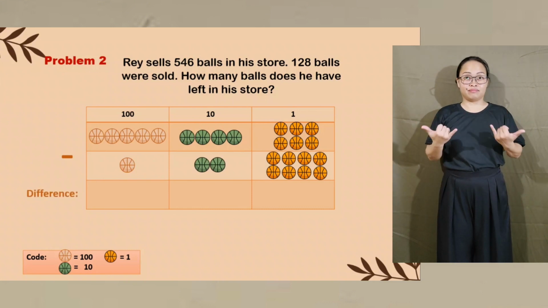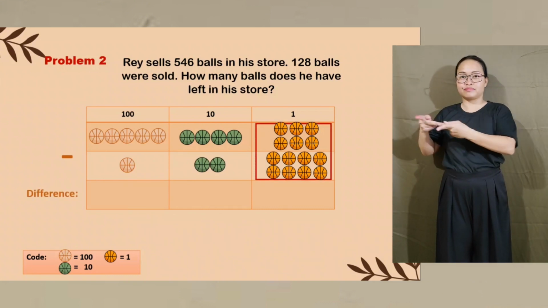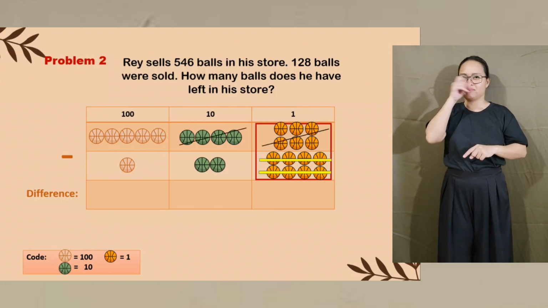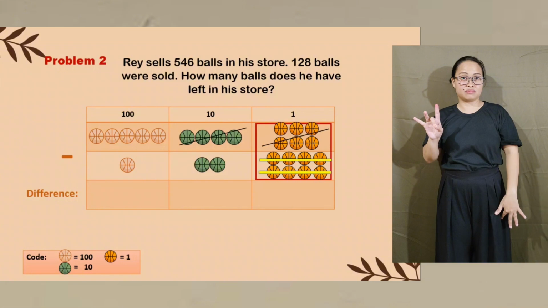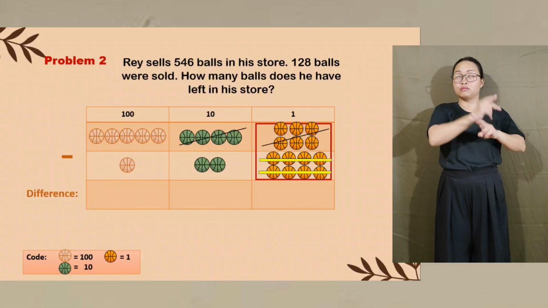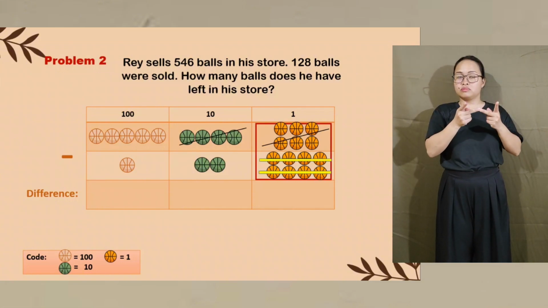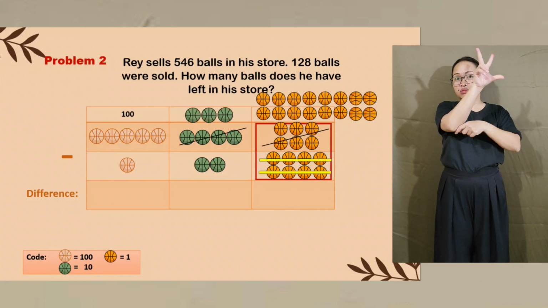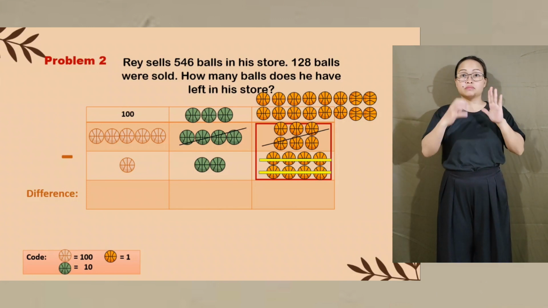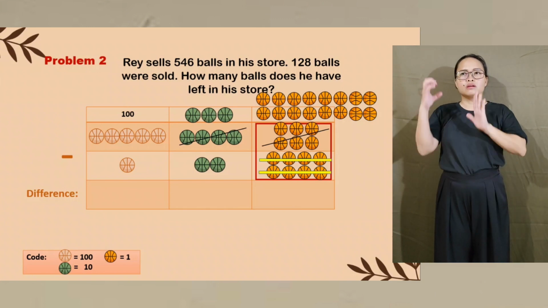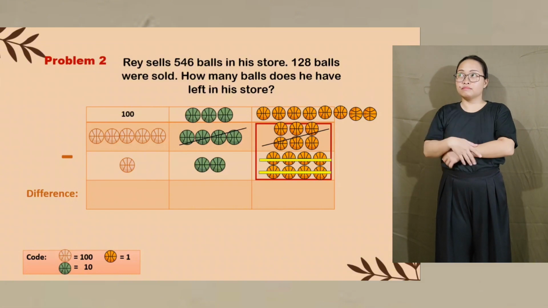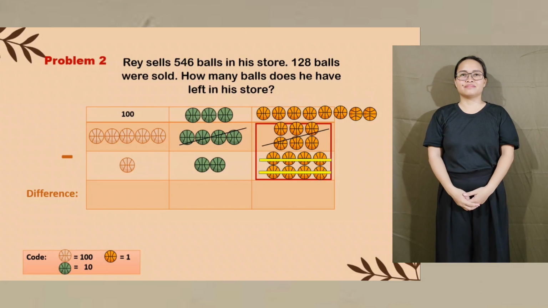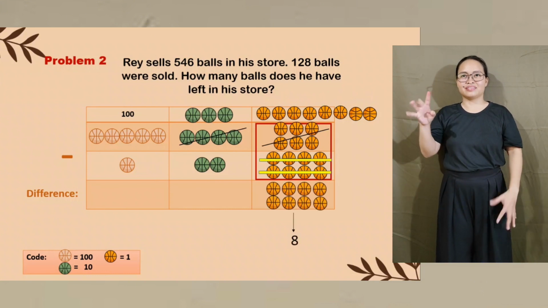Now let's start subtracting in ones place. So 6 minus 8 is not possible since 6 is less than 8. Now we need to borrow 10 from tens place. Therefore, 6 becomes 16 and 4 becomes 3. Now we can subtract 8 from 16. So 16 minus 8. Let's count the remaining balls. So we are left with 8 balls.